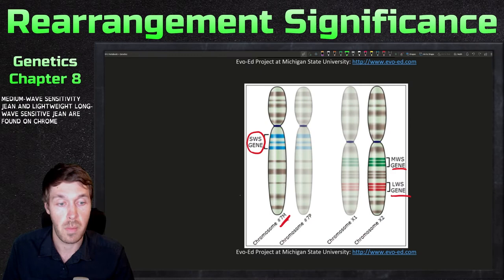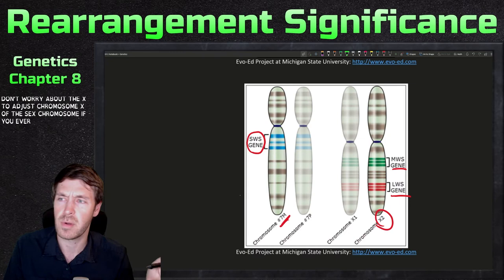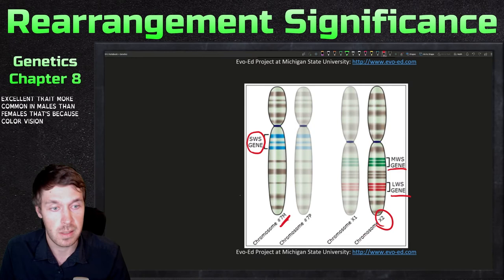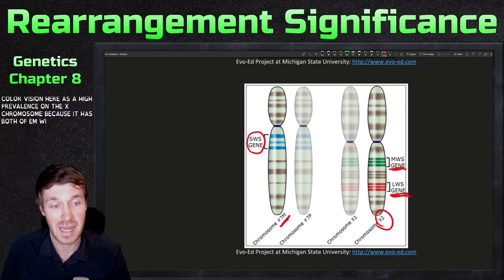Don't worry about the X too much, just chromosome X. So the sex chromosome. If you ever remember hearing in a previous video, we talked about sex-linked genes, X-linked traits. Color blindness is an X-linked trait more common in males than females. That's because color vision here has a high prevalence on the X chromosome because it has both the MWS and LWS gene. So where did this LWS gene come from?